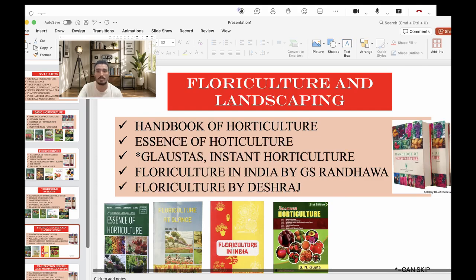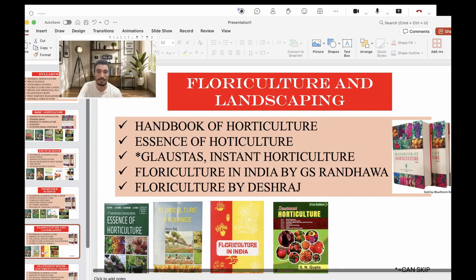Then we have Gloucester's Horticulture. You can skip it, please. I don't recommend this book, but if you are interested and have time, please do study this book also. But don't skip Instant Horticulture. Personally, I feel the tables in Instant Horticulture are amazing, far better than Essence also. I suggest please do study the ornamental part of Instant also.